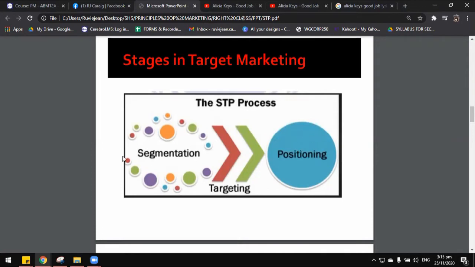Now, class, that we were able to take a look at the bigger picture of what the STP process is, pag-usapan naman natin sila ng hiwa-hiwalay. First, let's talk about segmentation.